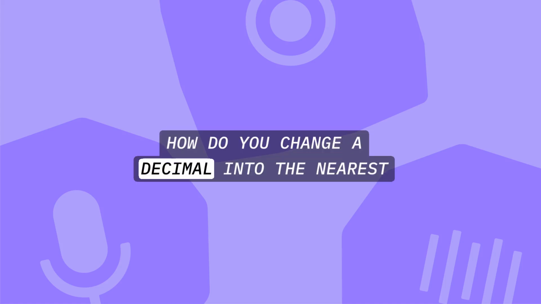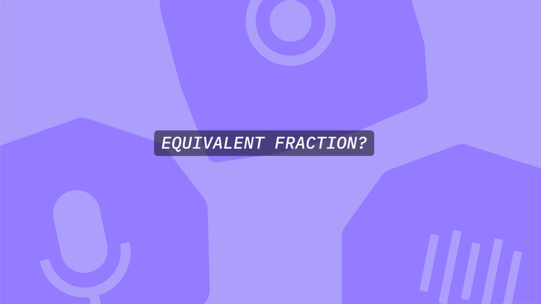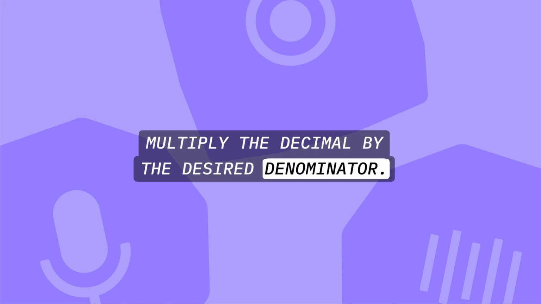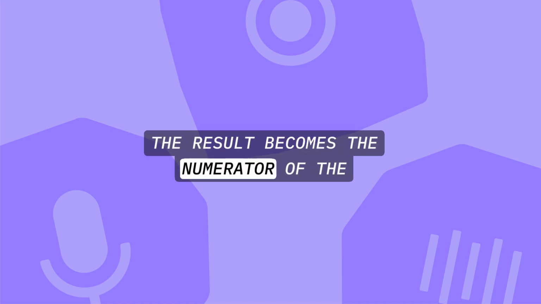How do you change a decimal into the nearest equivalent fraction? Multiply the decimal by the desired denominator. The result becomes the numerator of the fraction.